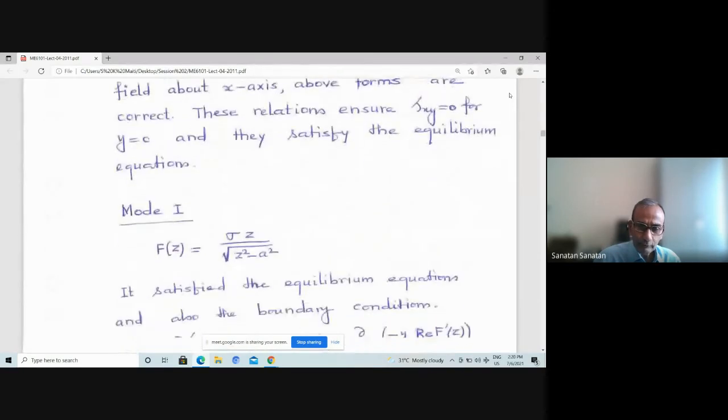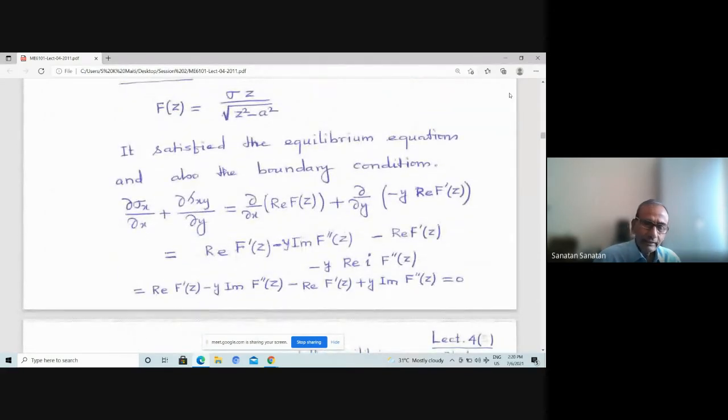For doing that, I would now like to consider whether the first equilibrium equation, involving sigma x and tau xy, which is nothing but delta sigma x by delta x plus delta tau xy by delta y equal to 0, is satisfied. So we will try to see delta sigma x by delta x plus delta tau xy by delta y. What does it mean? This is delta by delta x of the real part of f(z), plus delta by delta y of minus y times the real part of f dash z, that is sigma x, that is tau xy. These two things added up should be 0.